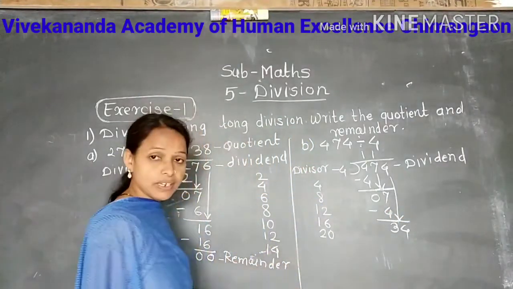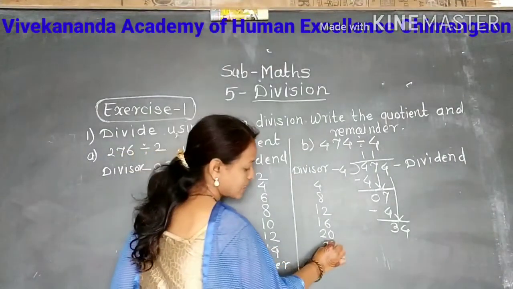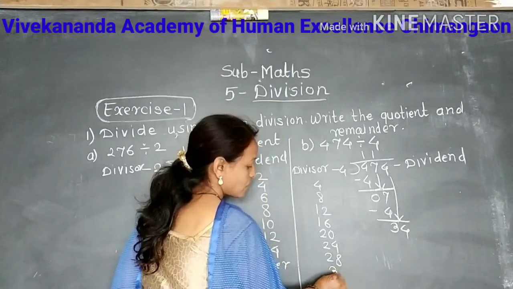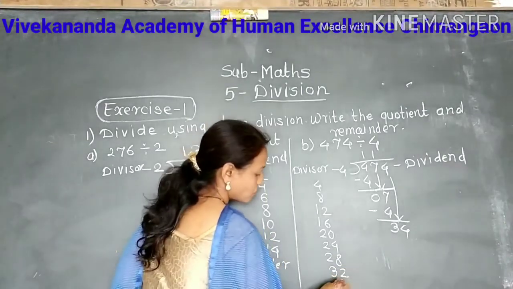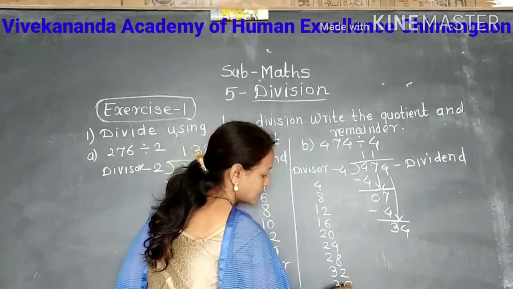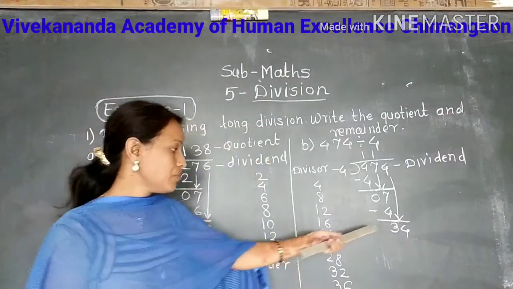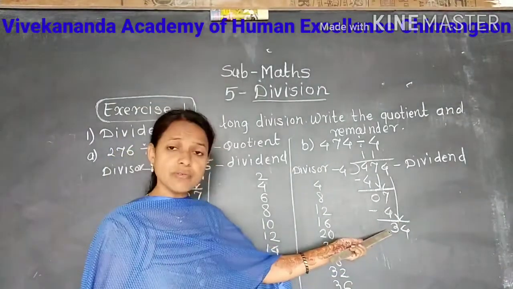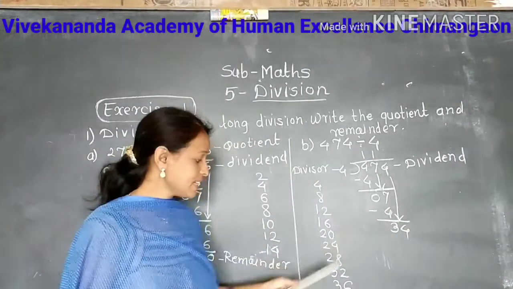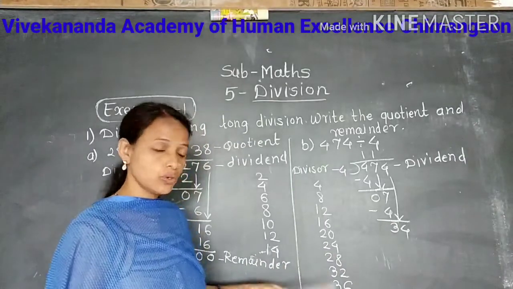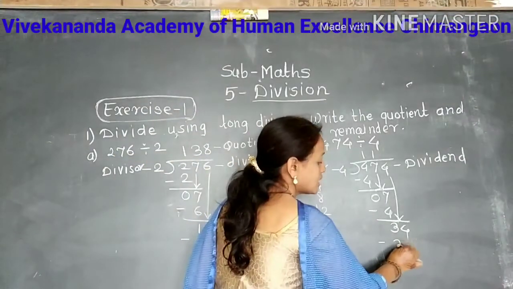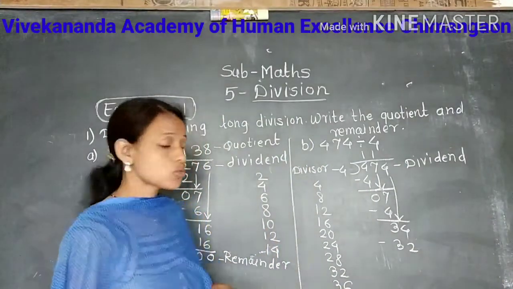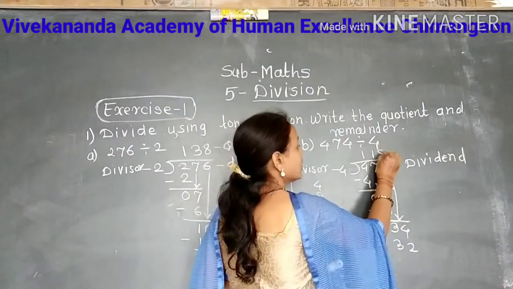Now we will complete the table of 4. 4 fives are 20, 4 sixes are 24, 4 sevens are 28, 4 eights are 32, 4 nines are 36. But 34 is not a multiple of 4, so we want less than 34. Less than 34 is 32. 4 eights are 32, so the quotient will become 8.